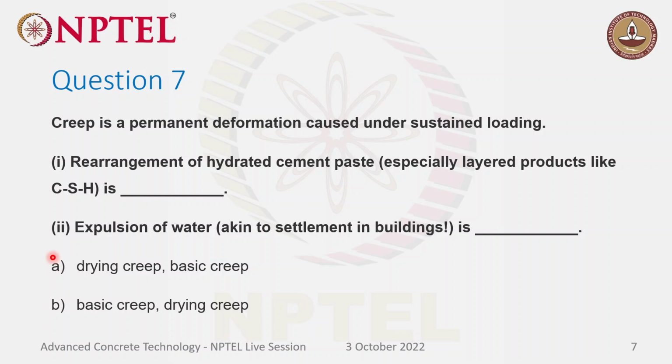If you pick option A, then you say the rearrangement of hydrated cement paste is drying creep and then expulsion of water is basic creep. And if you pick option B, then the rearrangement of hydrated cement paste will be basic creep and then expulsion of water is drying creep. Okay, so let me start the timer now. Please give your answer in polls, or if you're not able to find it, please give in the chat box.